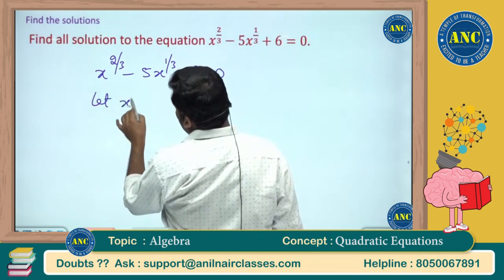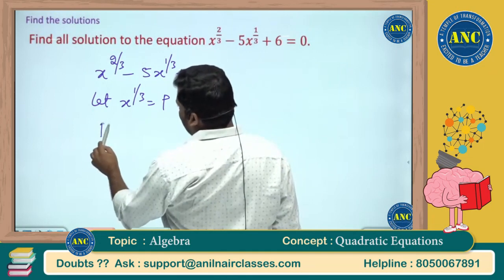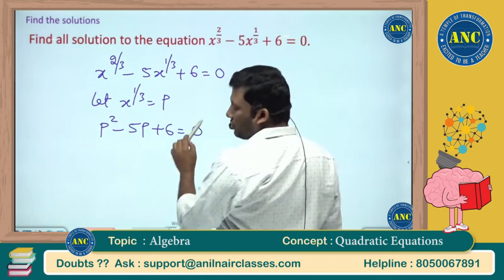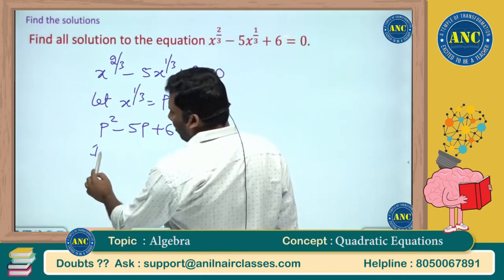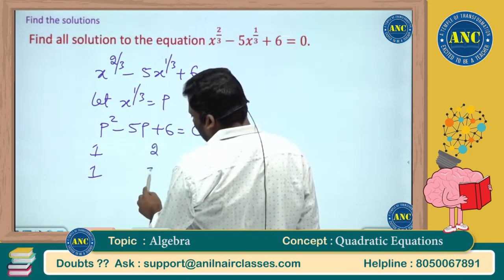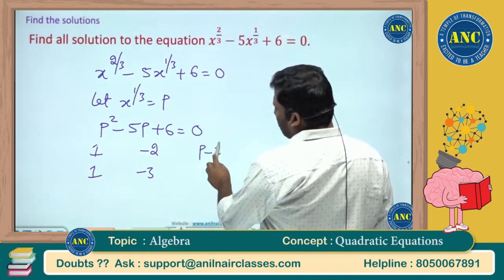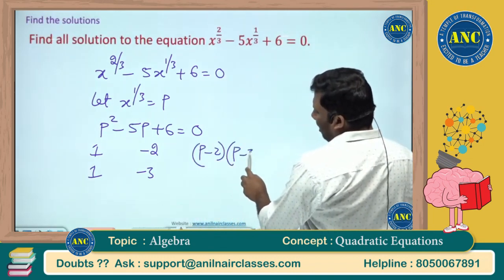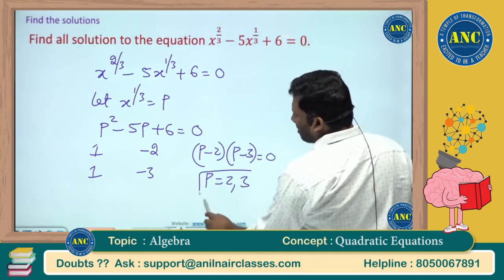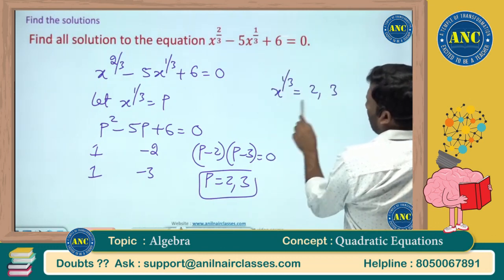Let x power 1 by 3 be equivalent to p. So this will be p square minus 5p plus 6 equivalent to 0. Diagonally cross method. Coefficient of p square is 1. 1 ones are 6, 2 3s are 6, minus minus. So the answer is p minus 2 into p minus 3 equivalent to 0. That means p is 2 comma 3. What is the value of p? p is x power 1 by 3 equivalent to 2 comma 3.